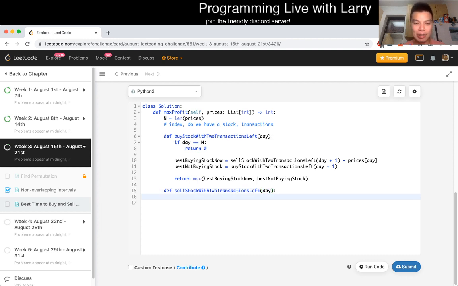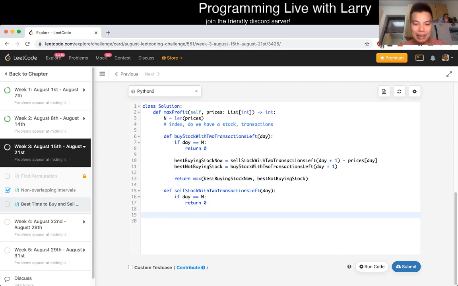And for this, if day is equal to n, then we return 0. That just means you forgot to sell. So probably not. It probably isn't going to be your best move, but it's just what happens, right? You have a stock, you forgot to sell, so now it's worth 0, effectively anyway, I guess.